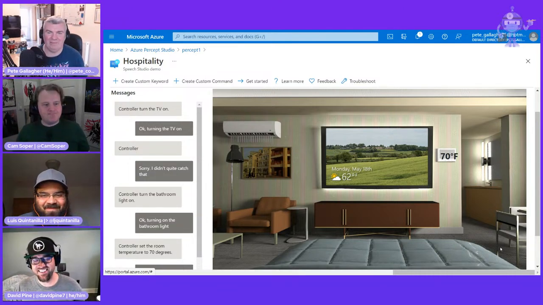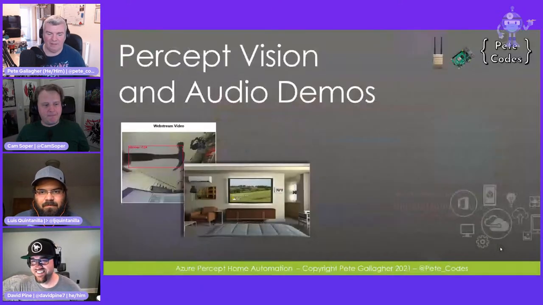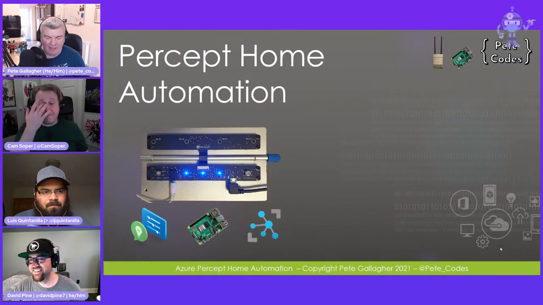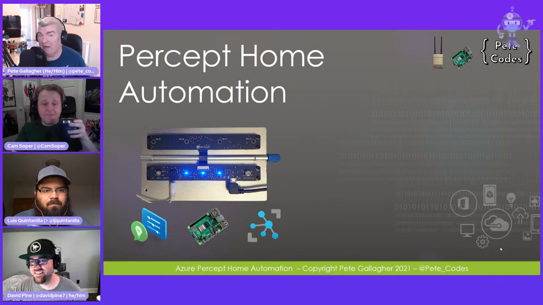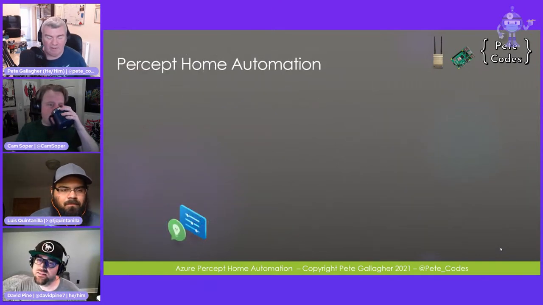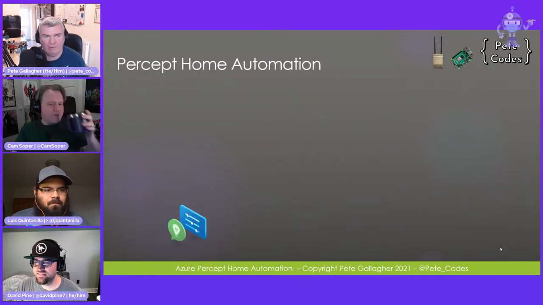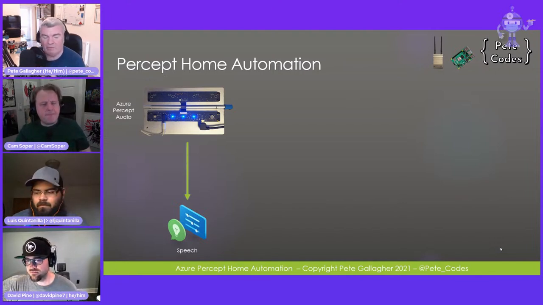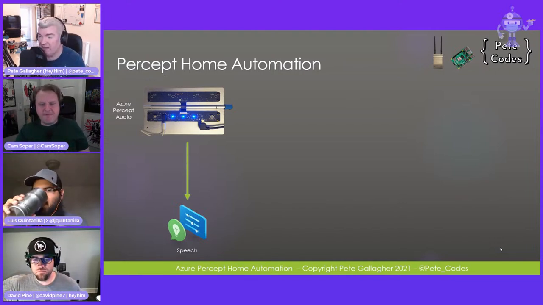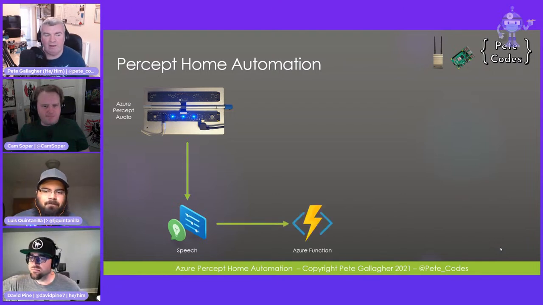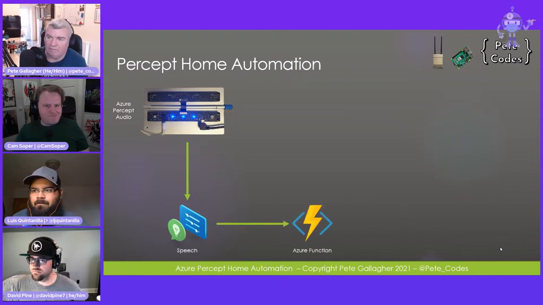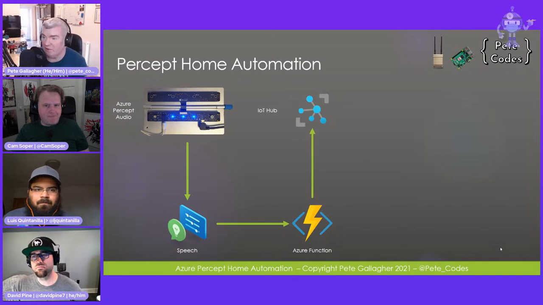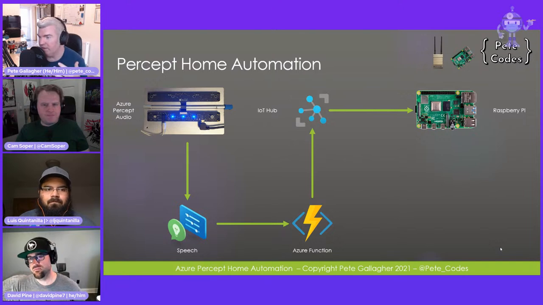Yeah, so if I switch back to my slides, and we go to the next slide, then we could talk a little bit about how I've done it. I started out with the Percept, and then I've connected that out through speech, and that's kind of automatic. Then I've gone out to an Azure function, and from the Azure function to IoT Hub, so back to the same IoT Hub the Percept's connected to, but I've registered another device, a Raspberry Pi, your gateway, if you will.